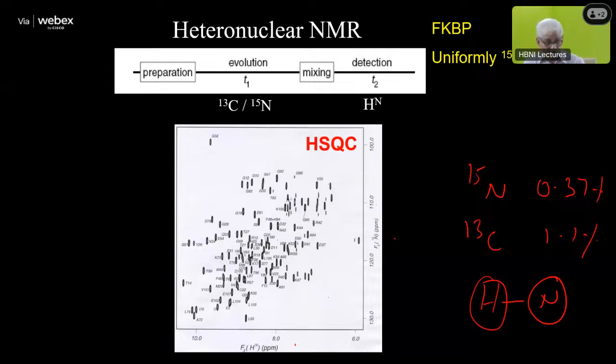So this is a very beautiful, well-resolved spectrum of a protein which is called FKBP. You can count here, all the residues are indicated here. Of course, this information has come after the assignment process. I have only taken this to show you that you will get one peak per residue.